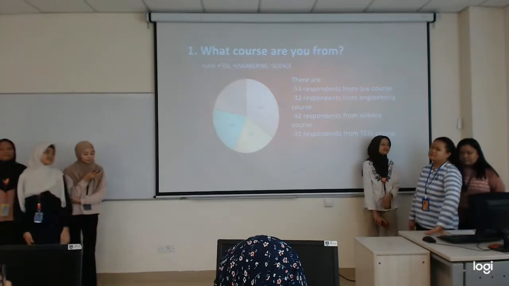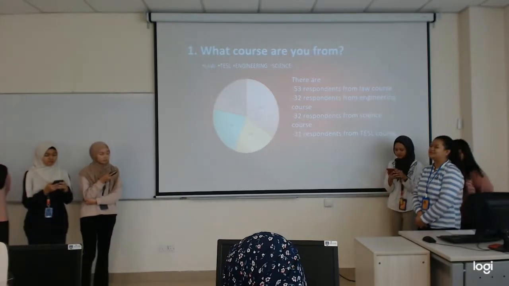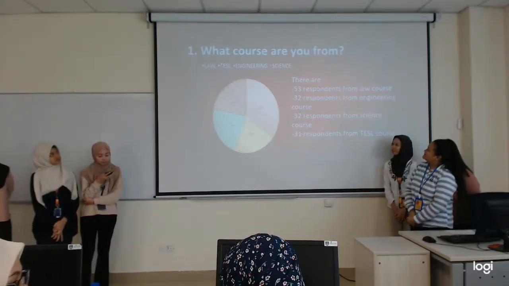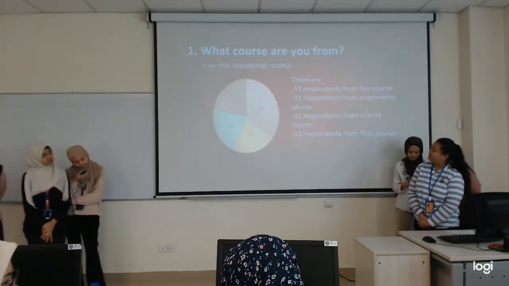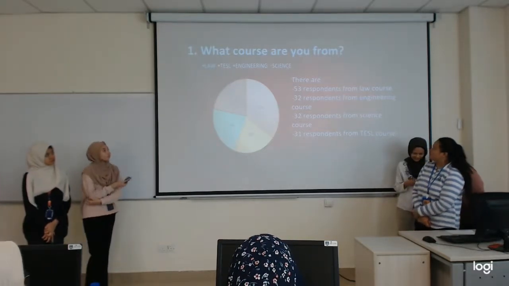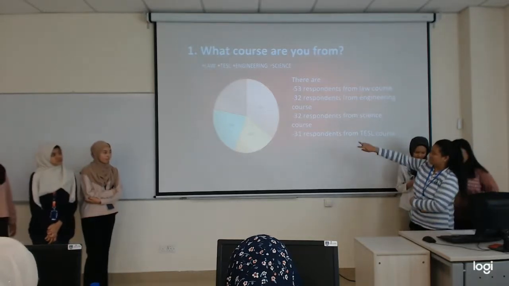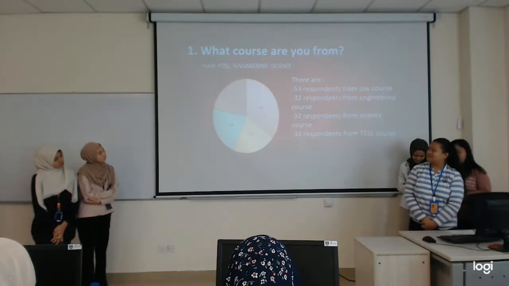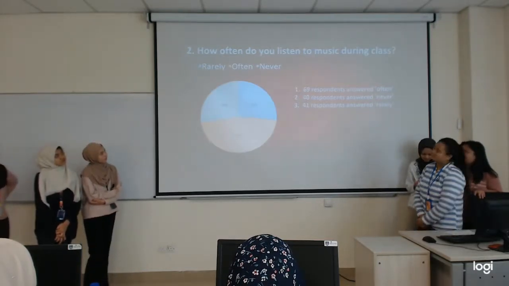For the first question of our survey, we have 150 respondents in total. The first one is 53 respondents from low cost, which is 35%, and then 32 respondents from engineering and science students, which is 22%, and 31 respondents from the circus, which is 21%.